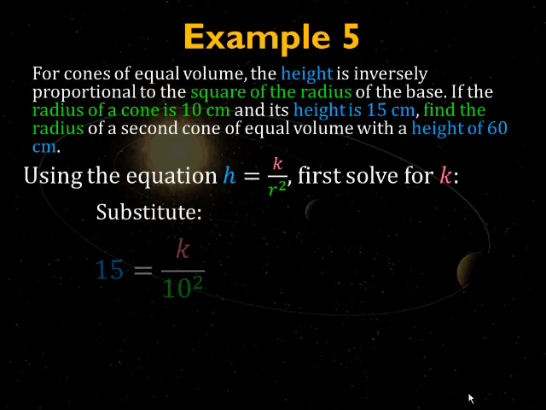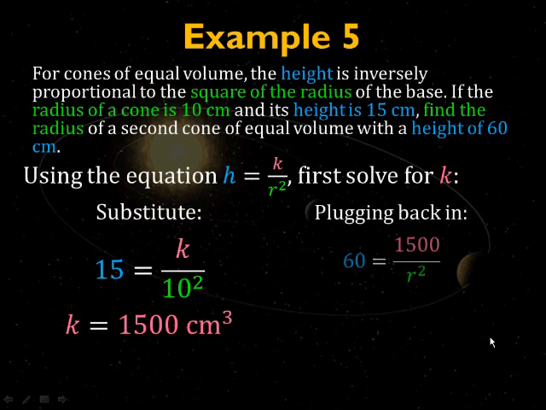Plugging in the values, you get 15 equals K over 10 squared. K equals 1500. Now that you have K, go back and plug it back in. We want to find the radius. We know the height is 60. So 60 equals 1500 over r squared. R squared is 25, so r has to be 5 centimeters. So the radius of this other cone is 5 centimeters long.